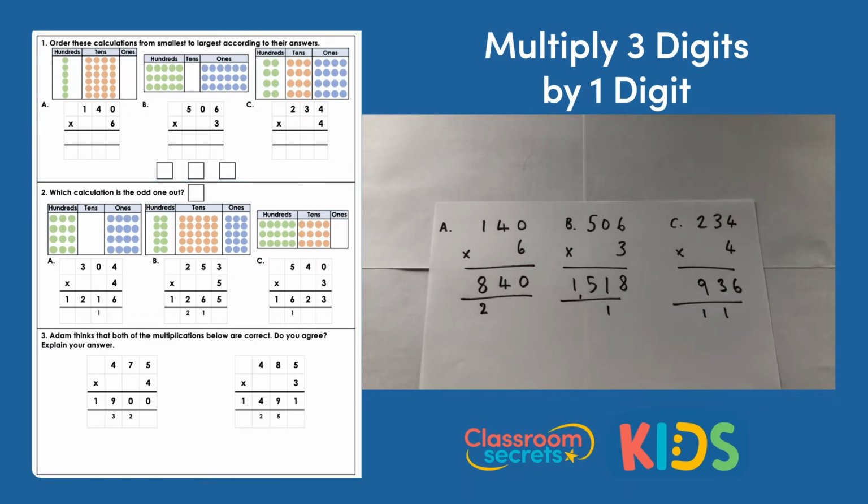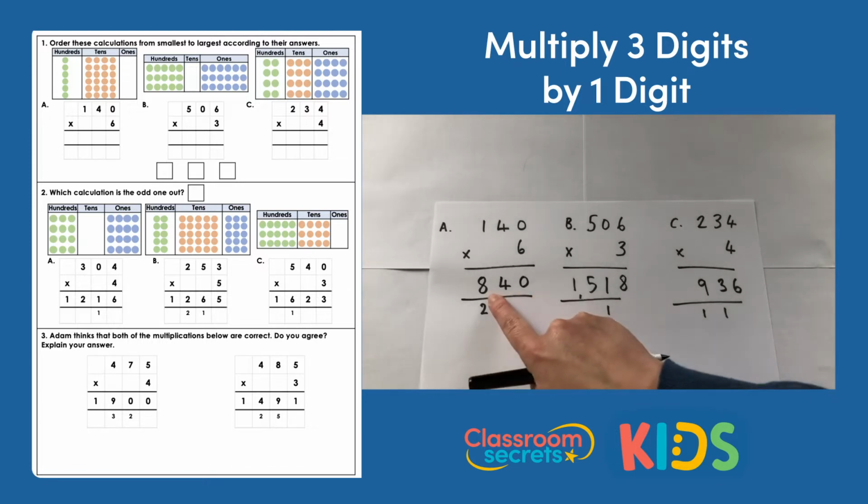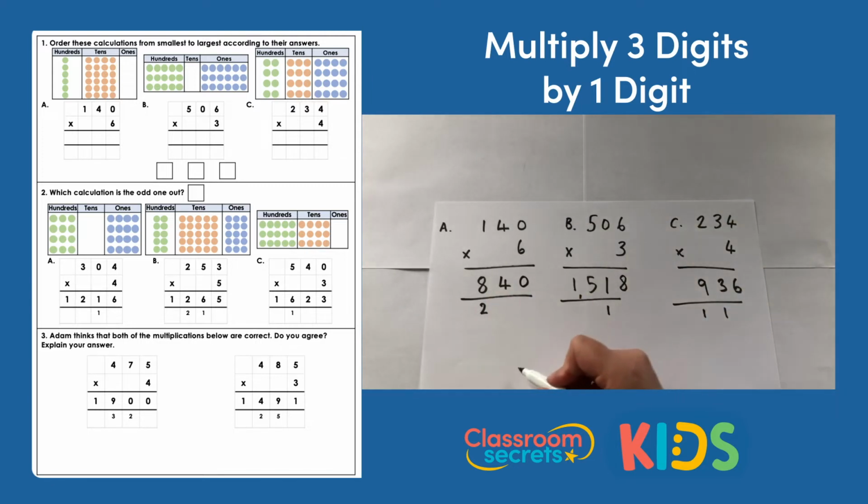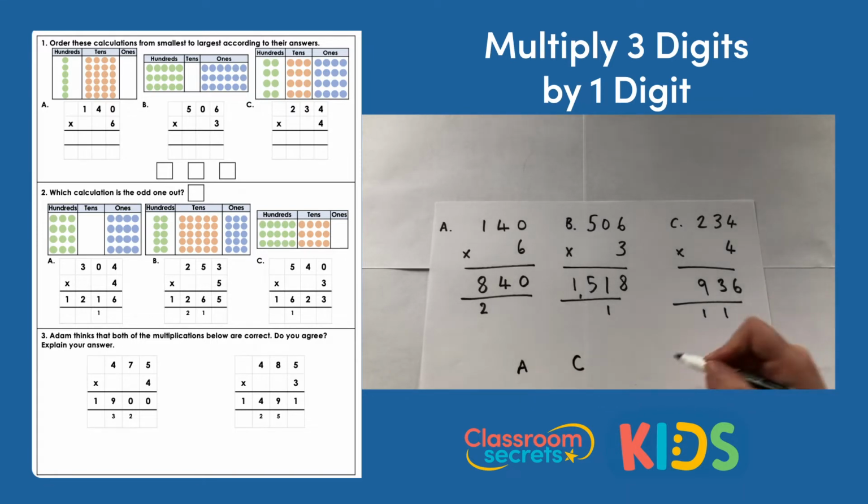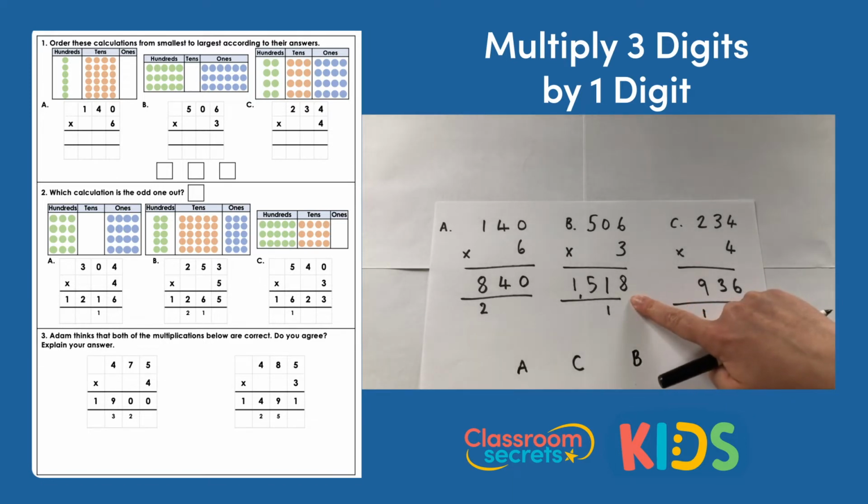We've got our answers to our 3 calculations. Next, we need to order the calculations from smallest to largest according to their answers. Having a look at what I have, my smallest answer is going to be 840. So my smallest calculation is A. Next will be calculation C, because that's 936. And then finally, calculation B, because it's my only answer which has 4 digits, so that must be the biggest.